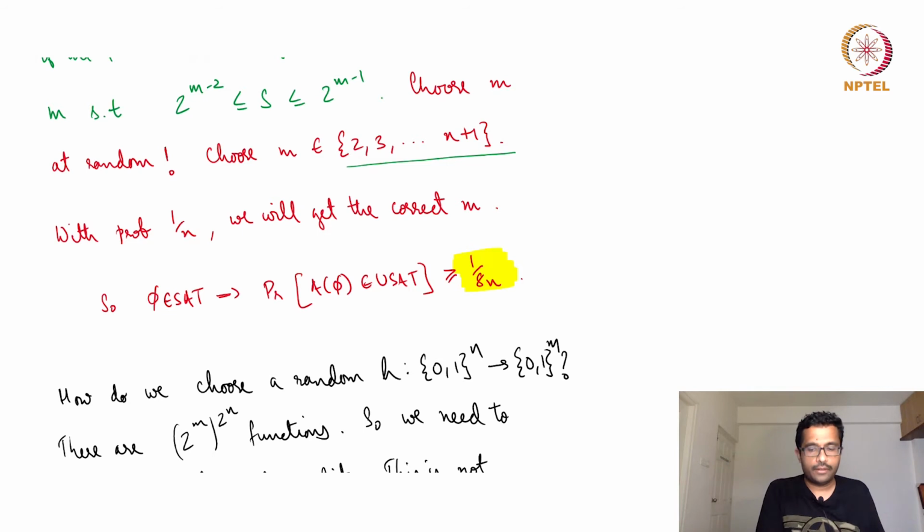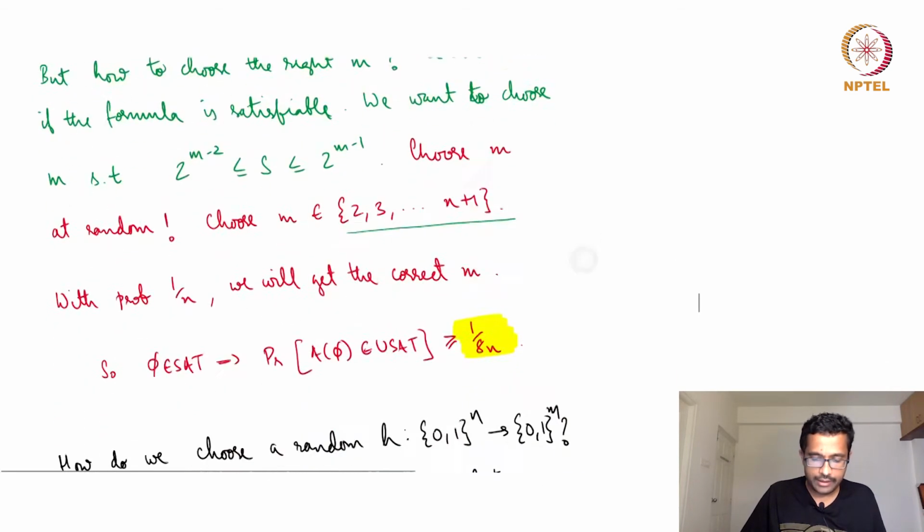So we don't need to know what s is. That is the nice thing about this. We don't even need to know what s is. If it has some satisfying assignment, there is some m for which that s falls in the correct window, and that happens with probability at least 1 by n. And once we choose that correct m, the probability of a phi having a unique satisfying assignment is 1 by 8. So it's 1 by n multiplied by 1 by 8, at least this. So it is 1 by 8n.